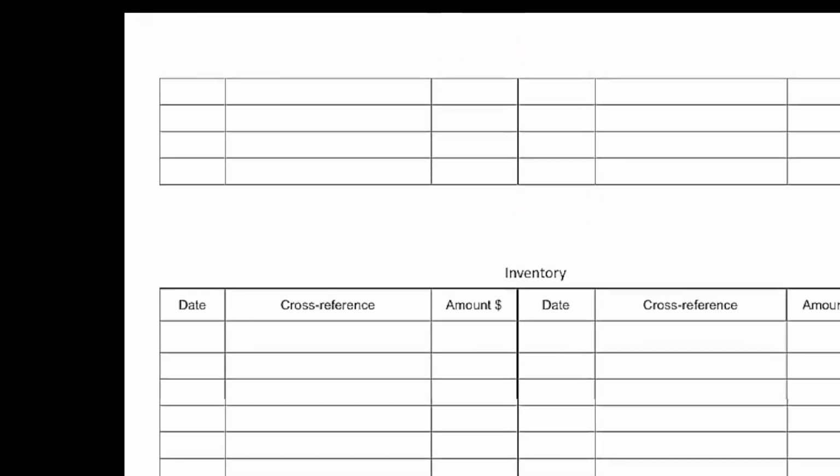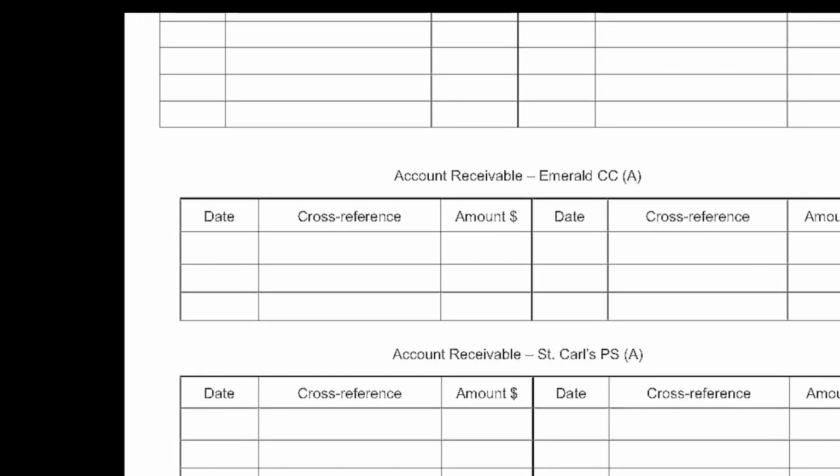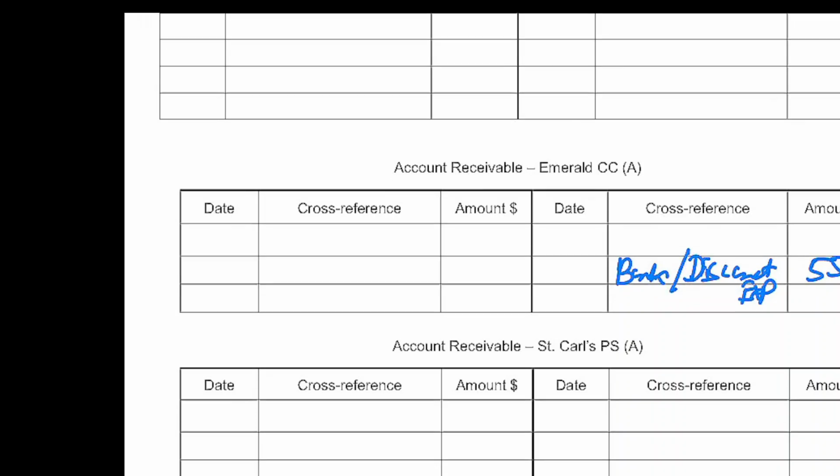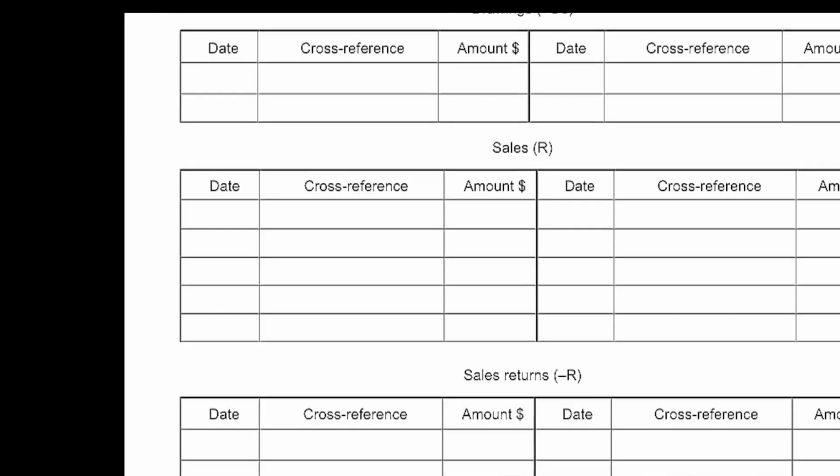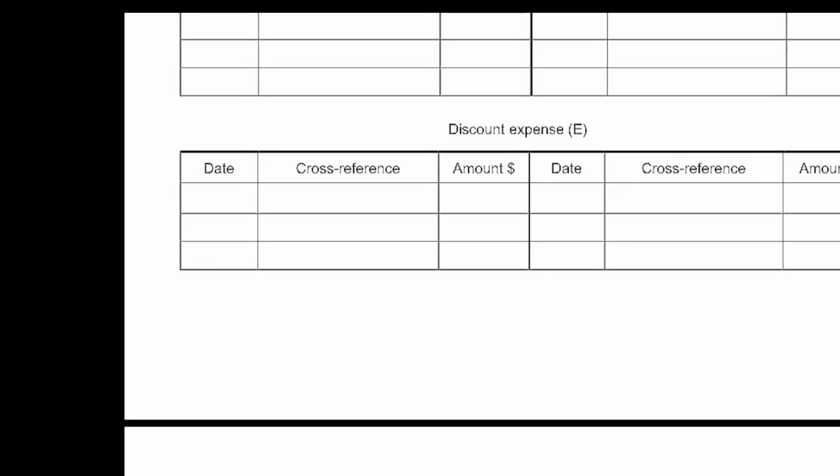Okay. Then you go to the accounts receivable Emerald. You credit the accounts receivable 550, saying bank slash discount expense. Okay? All good? And then you go to the discount expense and you debit 55, saying what? Accounts receivable, and you have to write the name, Emerald CC.